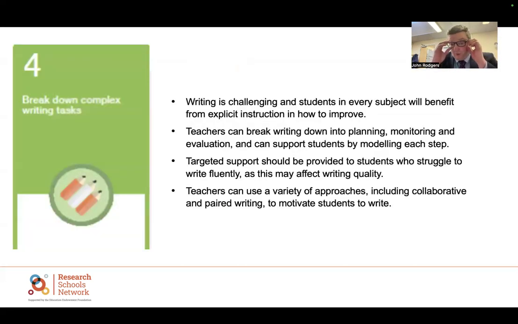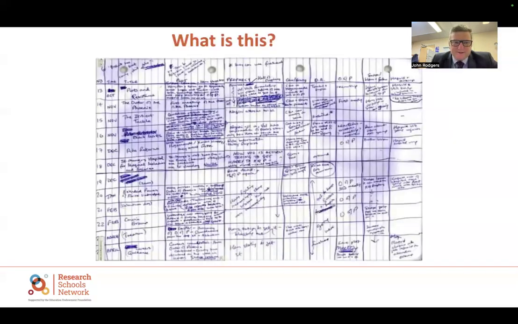Recommendation 4 is all about breaking down complex writing tasks. Writing, we know, is challenging, and students in every subject will benefit from explicit instruction in how to improve their writing in each subject. Teachers can therefore break down writing into planning, monitoring, and evaluation, supporting students by modeling each step. Targeted support should be provided to students who struggle to write fluently, because that might affect their writing quality, and we'll look at ways we can do that. And use a variety of approaches, including collaborative and paired writing, to hopefully motivate students in their writing. We'll look at some of those ways.